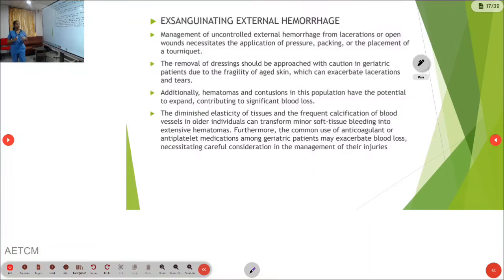Additionally, a hematoma and contusion have the potential to expand and contribute to significant blood loss in the elderly population due to diminishing elasticity of the tissue. Then also there is the use of anticoagulants and antiplatelets in the elderly population.